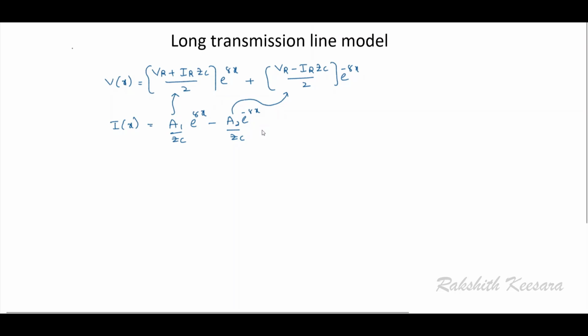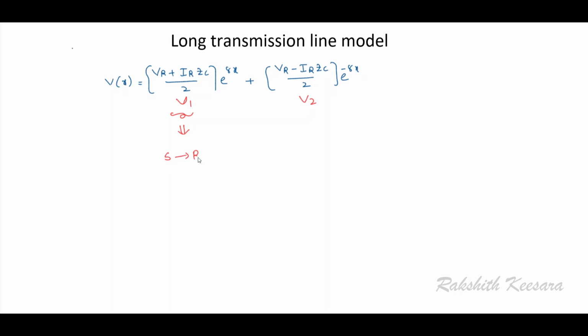Next, if you observe, let me remove this Ix equation. This V1 is the wave which is traveling from sending end to receiving end, and this V2 is the wave which is traveling from receiving end to sending end. That means this is the reflected wave.